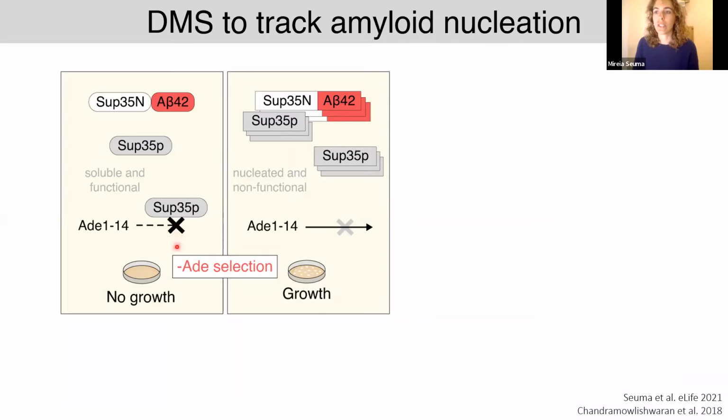So here we are using a yeast strain which has a premature stop codon in the adenine gene. This means that when it's active, Sup35 is recognizing the stop codon and the cell is not producing adenine. So if we don't provide adenine in the medium, this cell cannot grow. But now let's move to the second scenario in which this A beta starts to nucleate. It will cause the nucleation of Sup35 and recruit full-length endogenous Sup35. This Sup35 is not doing its job anymore, it's not recognizing the stop codon, and here the cell starts to produce adenine. So here the cell is growing in a medium without adenine.